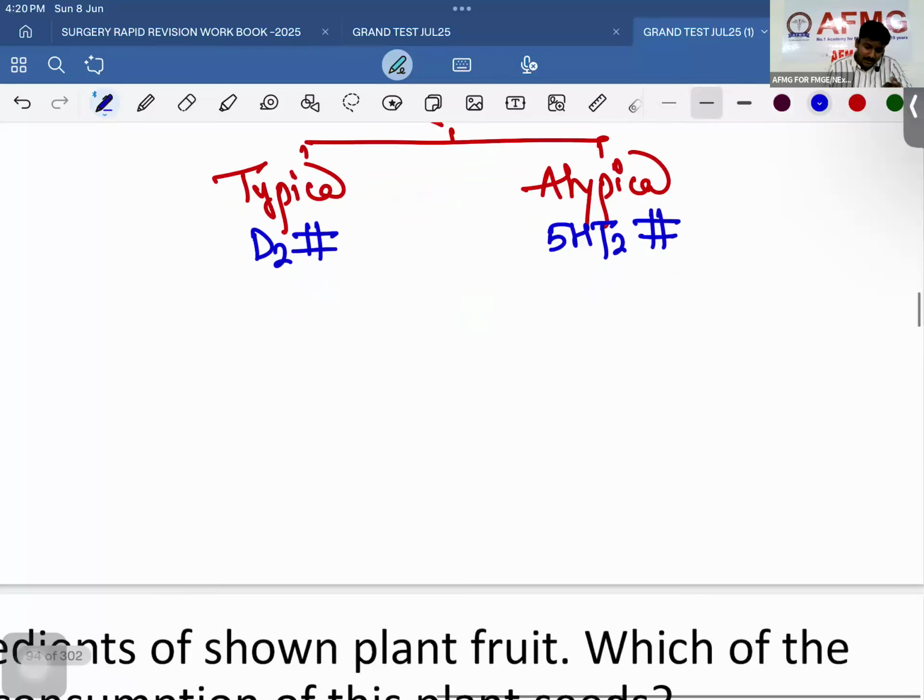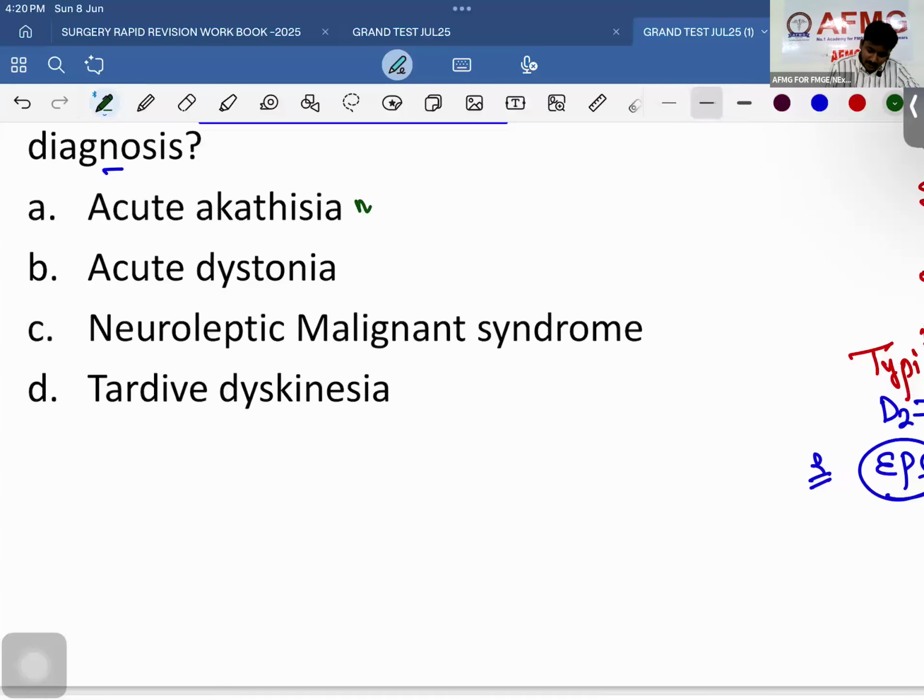Important: typical antipsychotics are known to cause which kind of side effects? EPS, that is extrapyramidal side effects, are caused by typical antipsychotics, whereas endocrine side effects are mainly caused by atypical antipsychotics. Now, about extrapyramidal side effects, we know that the most common extrapyramidal side effect is going to be acute akathisia, where the patient becomes restless and keeps on walking here and there.